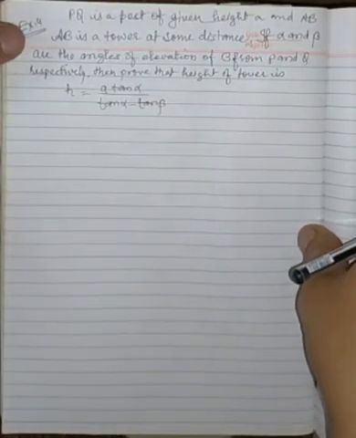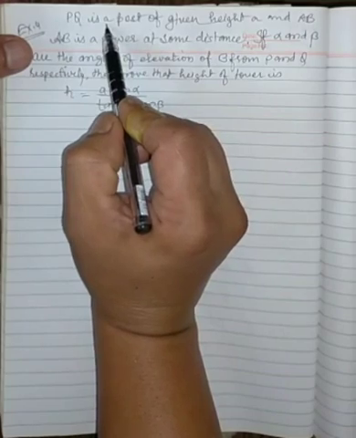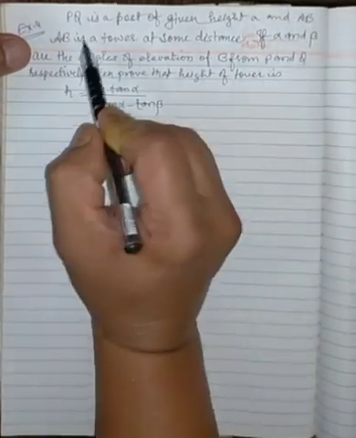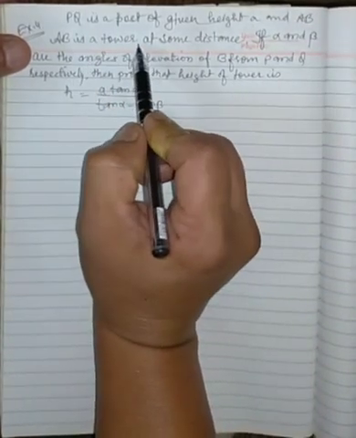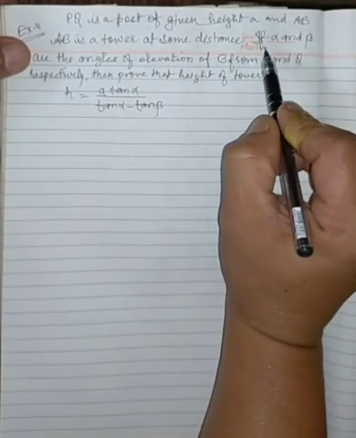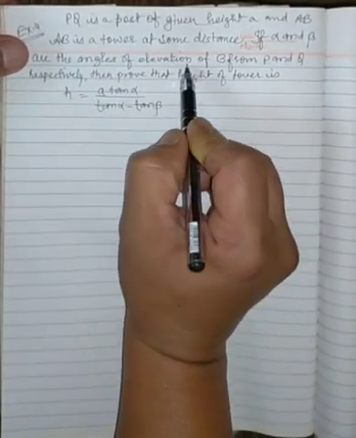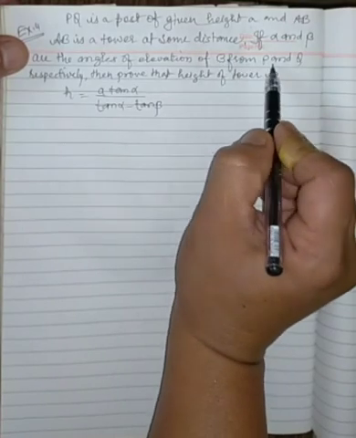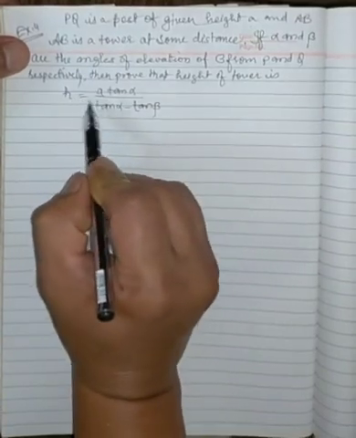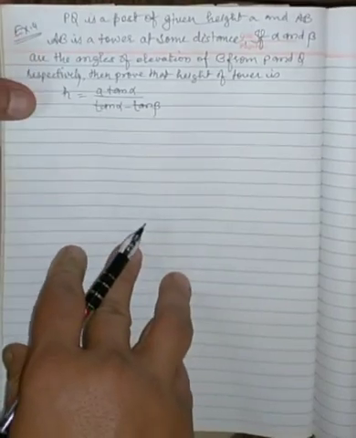In this example, we are given that PQ is a post of given height a and AB is a tower at some distance. If alpha and beta are the angles of elevation of the point B from P and Q respectively, then prove that the height of the tower h is equal to a tan alpha upon tan alpha minus tan beta.